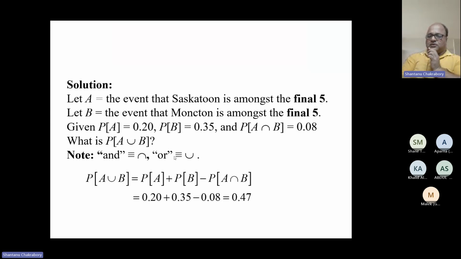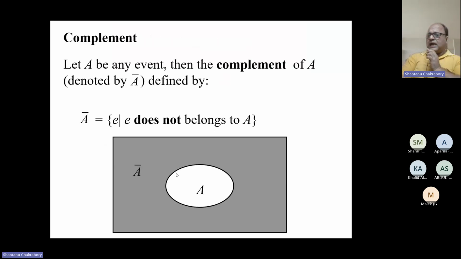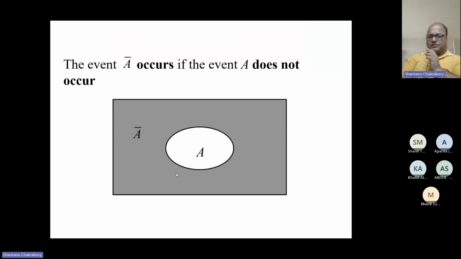So this is how we calculate this, and next is the complement rule. We do 1 minus the probability of event A, which gives us the complement. The complement, that which does not belong to A, will be the complement of A, right?